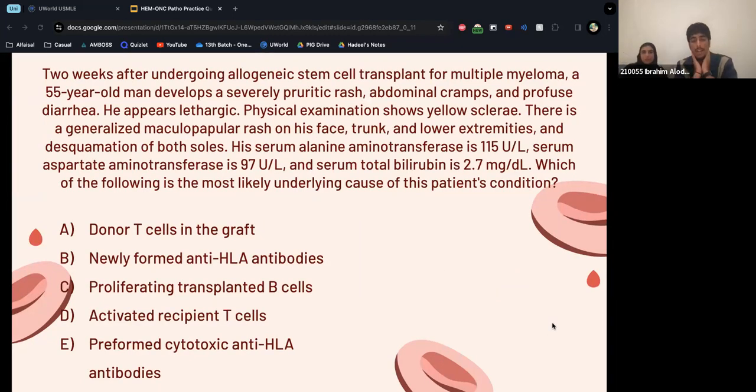Okay, so do you want me to read? Yeah. 2 weeks after undergoing allogeneic stem cell transplant for multiple myeloma, a 55-year-old man develops a severely pruritic rash, abdominal cramps, and profuse diarrhea.